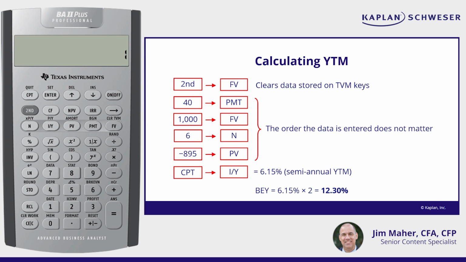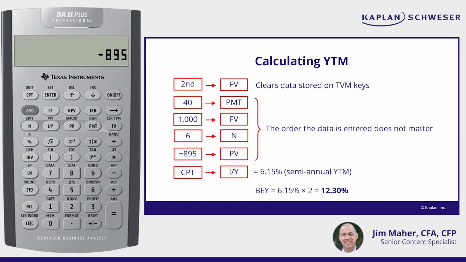We're going to enter our 1,000 as our future value, okay? And then we're going to enter 6 as our number of periods. And see here, we have our $8.95 as our present value, but make sure you put a negative sign in front of that. That would indicate, say, your purchase of the bond. And then you see we have 2 positive cash flows, our payment and our future value.